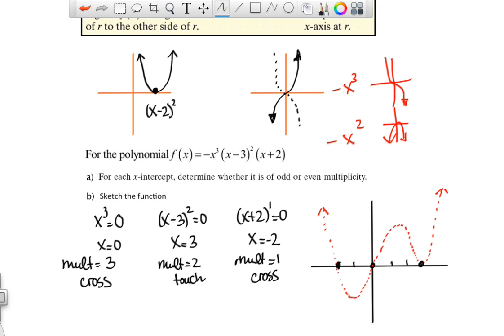So that graph was a good guess, but because of the fact that it said a negative, I think it needs to look like this. So it touches here, so that means it does this. Then it's going to cross at 0, and then it's going to come back up a little bit, and then it's going to cross again here. So the graph probably looks more like this.